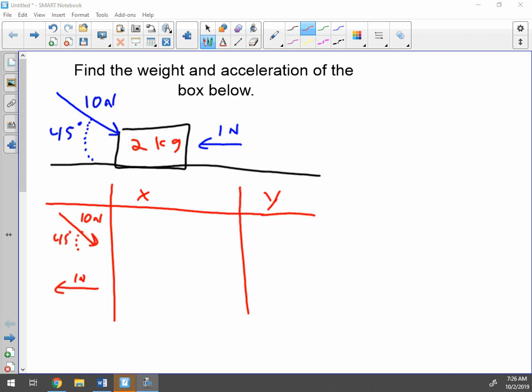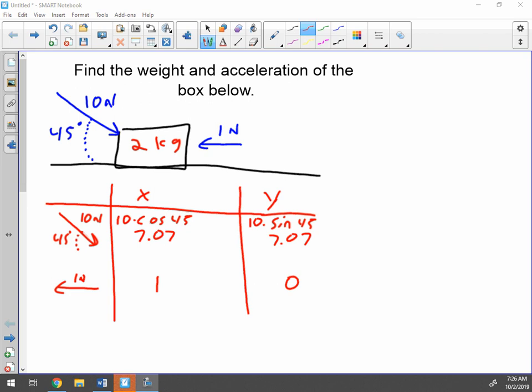So to find this one, I'm going to use 10 times cosine of 45, which is 7.07. And this one is going to be 10 times sine of 45, which is also 7.07. And those are the same because it's a 45, 45, 90 triangle. So for our second force vector, we have 1 newton to the left. So the x part is 1, and the y part is 0.